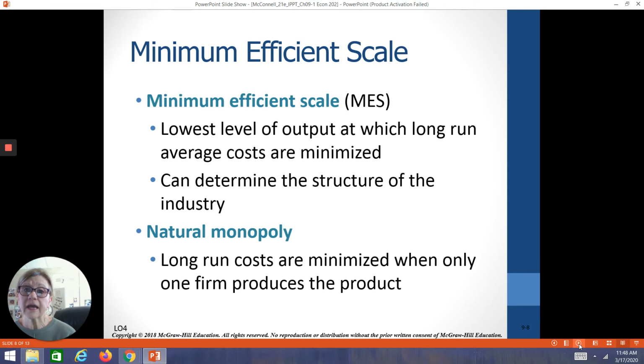Looking at this next slide, this is an important definition. Test question alert: minimum efficient scale, the lowest level of output at which long run average costs are minimized, and it can determine the structure of the industry.